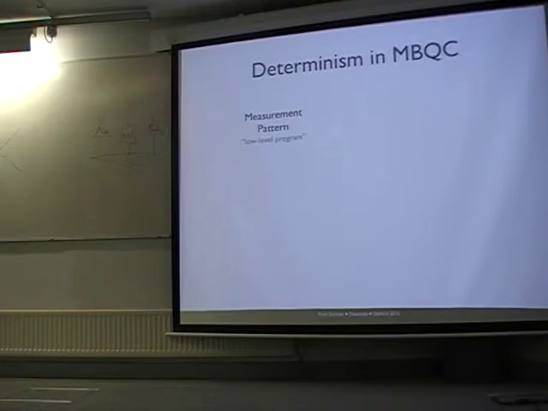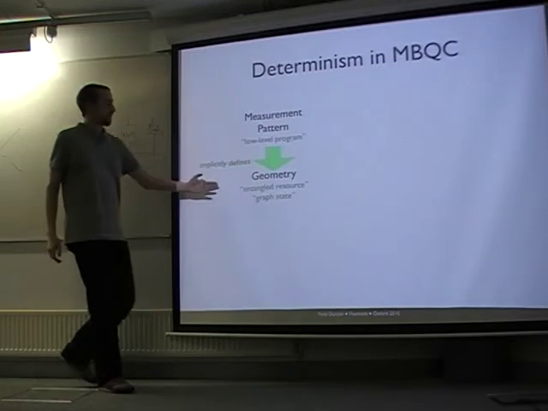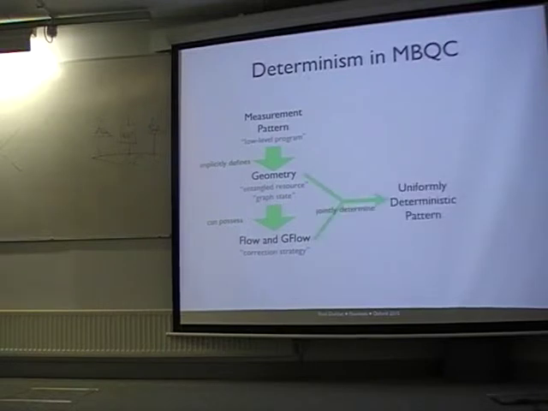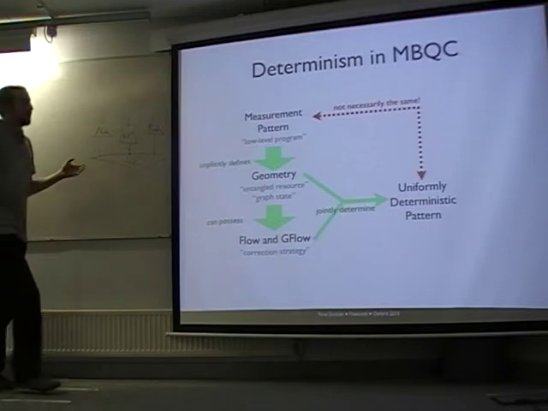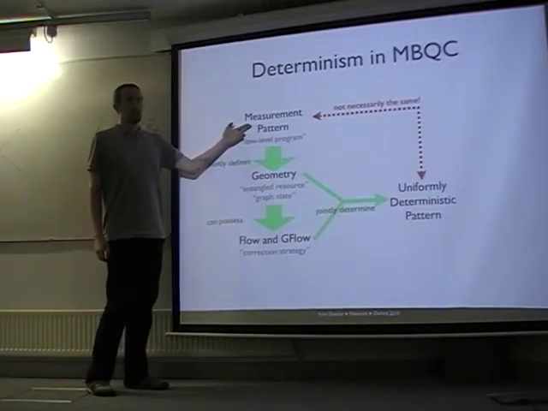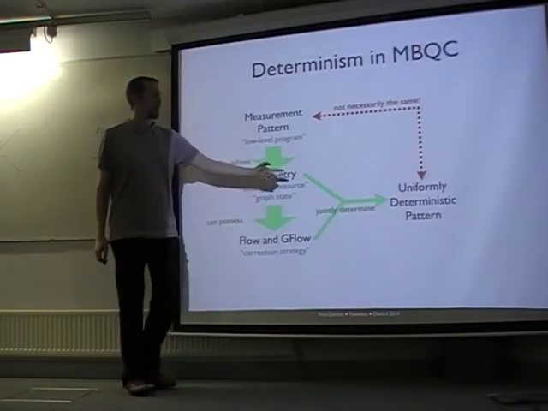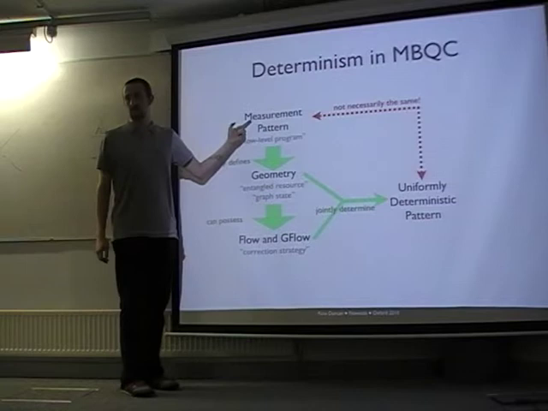So you have this measurement pattern, which I think is a low-level program. It defines the geometry, which is really telling you about the underlying entangled resource state that you're using. And if you have flow or GFlow, it's going to tell you the correction strategy you need to use to get a deterministic computation. So these things together define this uniformly deterministic pattern, but it's not necessarily the same one as you started with. In particular, the angles of measurement and the corrections, the conditional operations you put here, are not necessarily the same ones here, because you might have made a bug in this program, right?